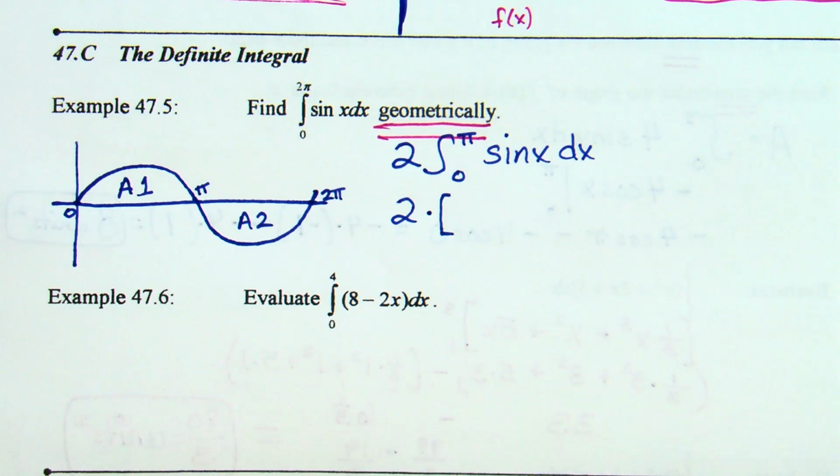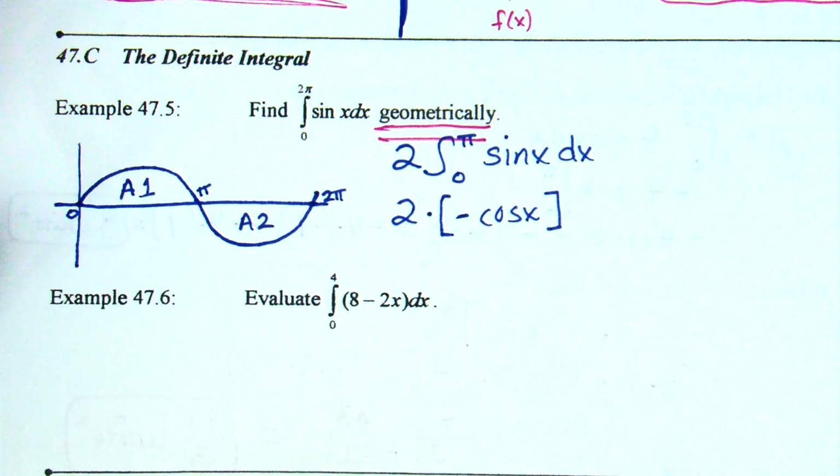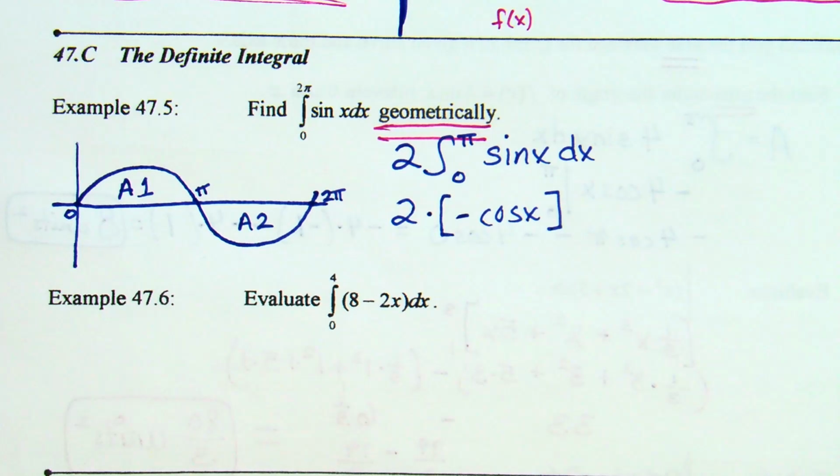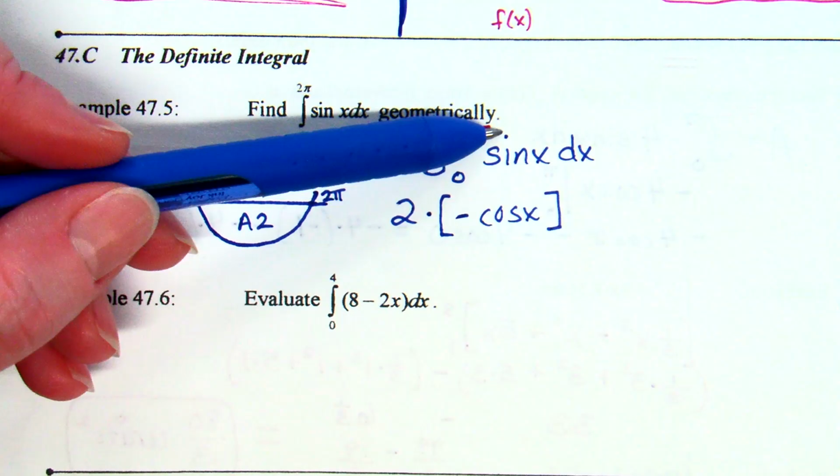No one's going to disagree with them? Did you say negative? Let's say I need someone to disagree with him on this one. Negative cosine x. And this is where I think the derivative of sine is cosine. The derivative of cosine is negative sine.